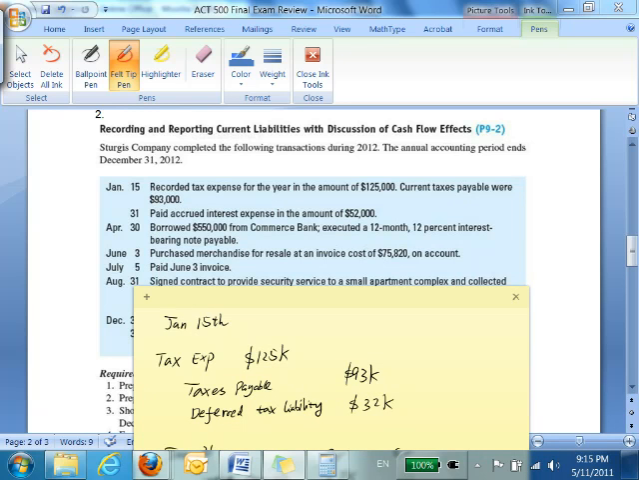Borrowed 550,000 from Commerce Bank, executed a 12-month 12% interest-bearing note payable. Okay, they borrowed money from the Commerce Bank, and they executed a 12-month 12% interest-bearing note payable.